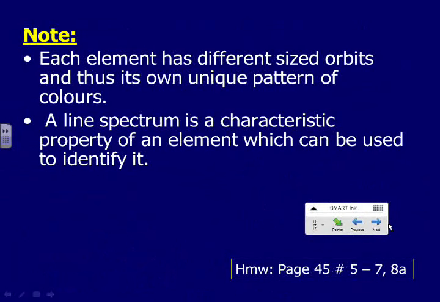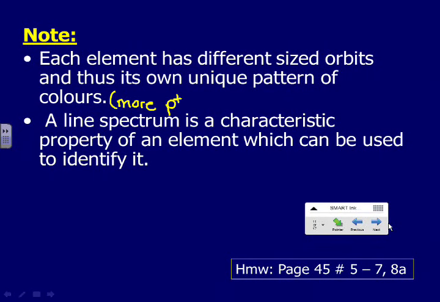Okay, one last little place, and then it's a perfect place to stop here. One last little statement. I've already made this statement orally. I'm just getting you to write it down. Each element has different sized orbits, and therefore its own unique pattern of colors. This addresses why all the lines aren't the same. You might think if they've all got the same orbits, each atom, then why aren't all the colors the same? Why don't all atoms look exactly the same color?